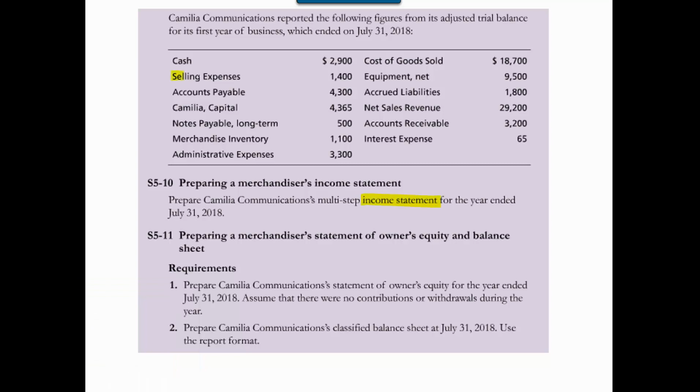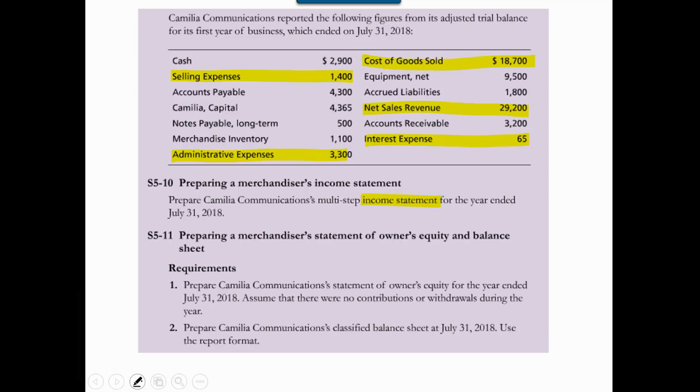So expenses go on that. Administrative expenses. Cost of goods sold is an expense. Remember, that's the only one we have that doesn't have expense in the name. I've got net sales revenue, and I've got interest expense. So those should be the things that are on my income statement.